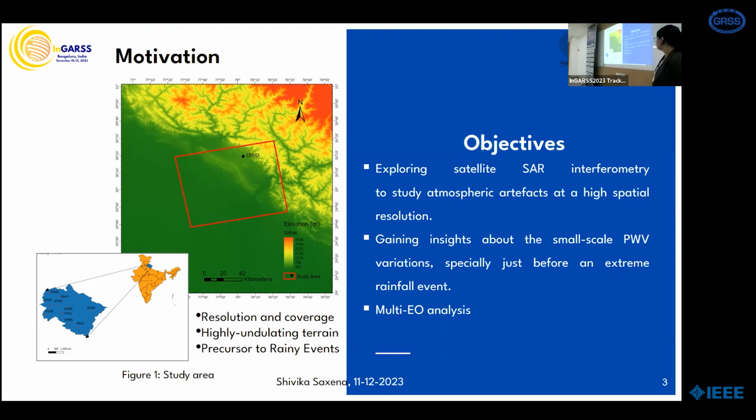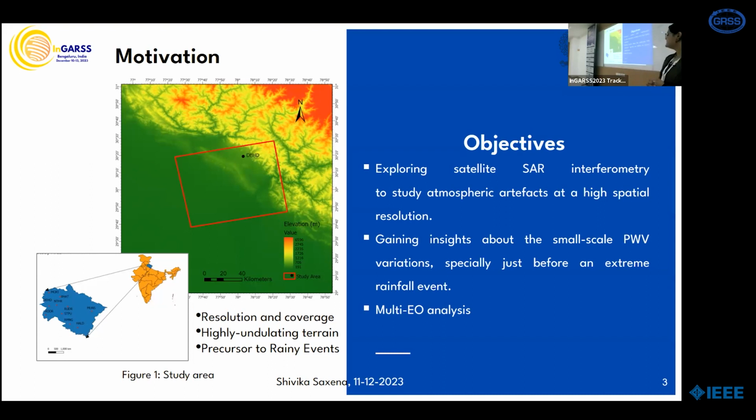The major objective is to integrate complementary techniques, that is GNSS and InSAR. By InSAR, I mean interferometric SAR. This complementary techniques integration is used for generating high resolution PWV. High resolution water vapor analysis can be done in an area where limited meteorological data sets are available.